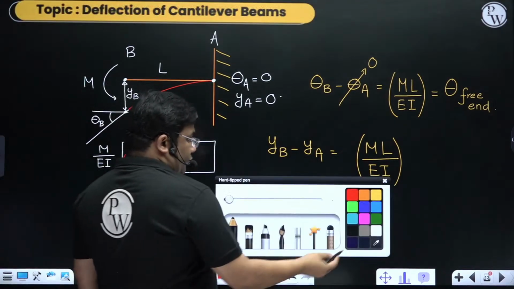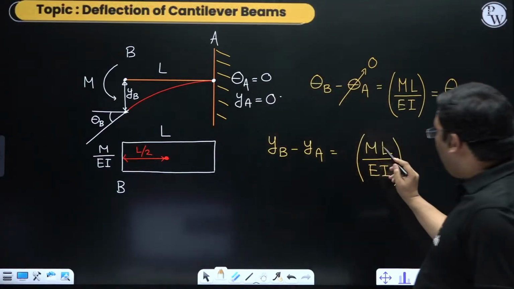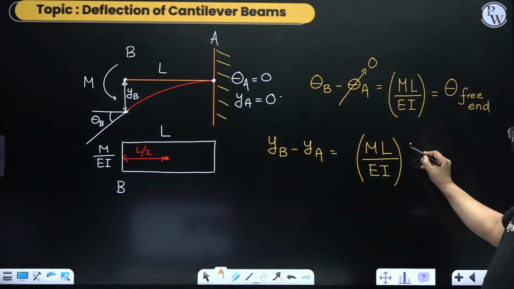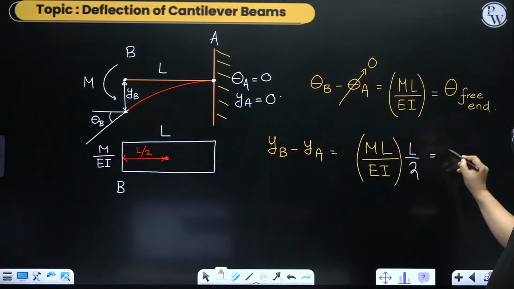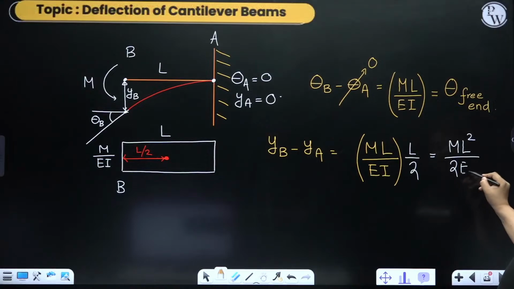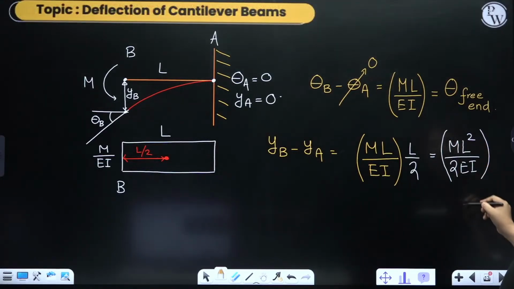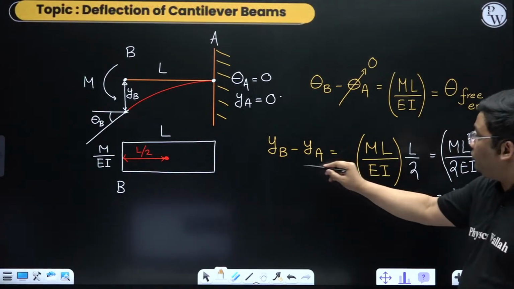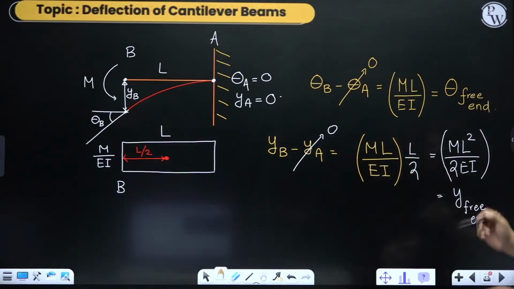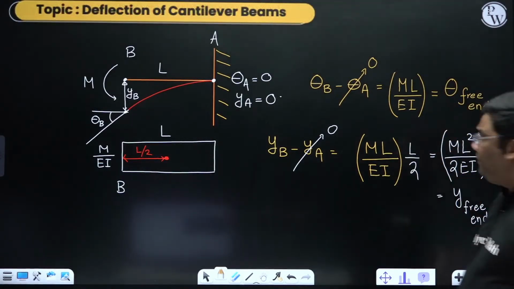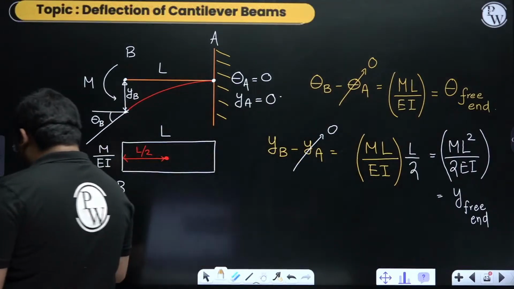So when I take the moment of the area about B, L by 2 gives me ML square by 2 EI. Very easy, I derived it. So this is the deflection at the free end, because YA is anyhow 0. If you know the bending moment diagram, you can find it in seconds. Very good. Let us see the next one.